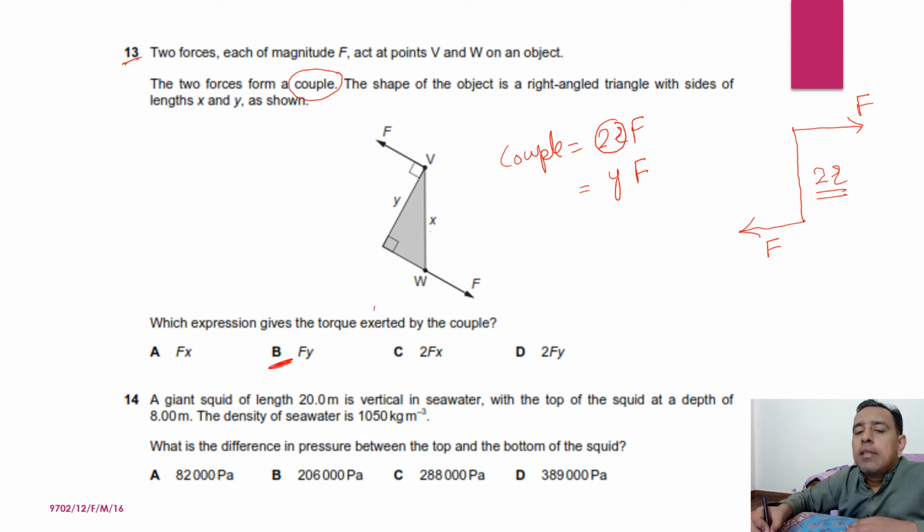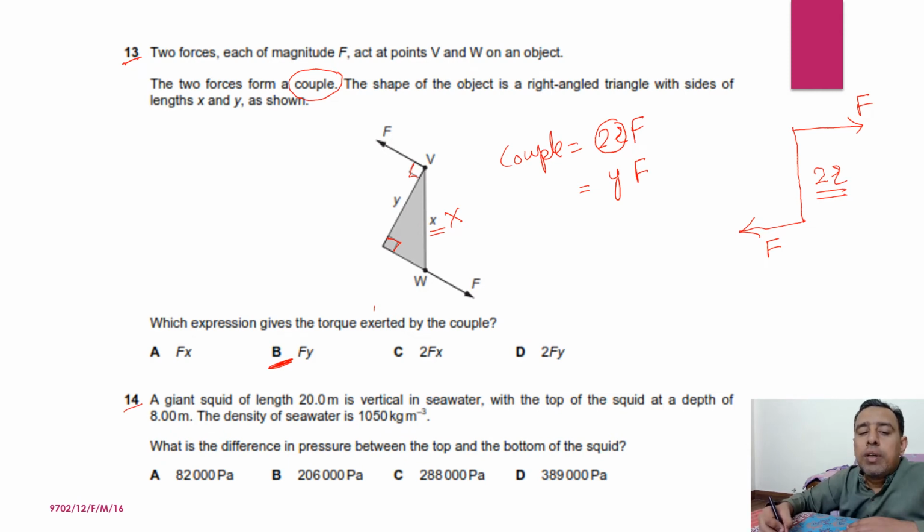This x is not the perpendicular distance between the forces, y is the perpendicular distance, and the angle 90 is shown in the diagram as well. So you have to multiply one of the force with this distance, which is written as 2r here. So option B is correct.